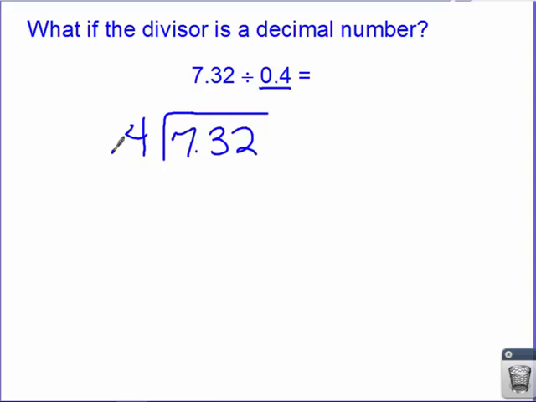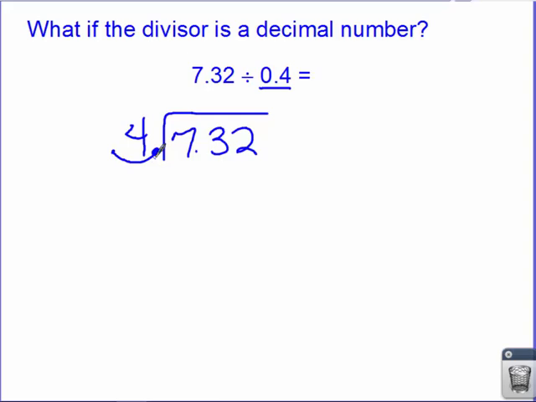So what I'm going to do is I'm going to take this decimal and I'm going to move it until this number, 0.4, is a whole number. So that means in a whole number, I know my decimal will be at the end. So I'm going to move this decimal to the very end, which basically what I'm doing is I'm multiplying that number by 10.